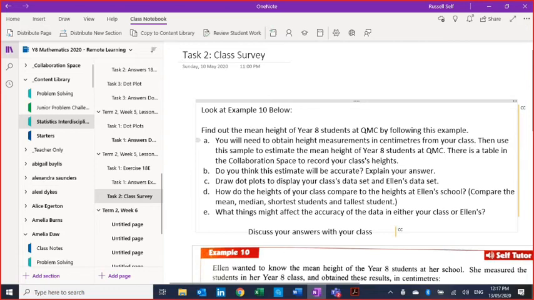What we're looking to do is find the mean height of Year 8 students at QMC by following this example. You're going to obtain the height measurements in centimeters from everybody in the class, right? Because y'all are all Year 8 students. That's a good sample. Then use it to estimate the mean height of your students. And there's a table in the collaboration space that you can use to collect the data. Then you're going to answer a question about it and draw a dot plot about it.